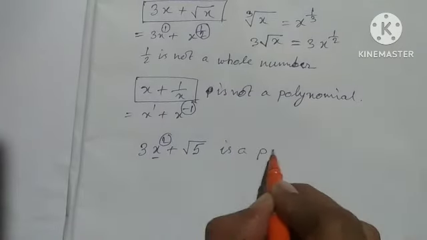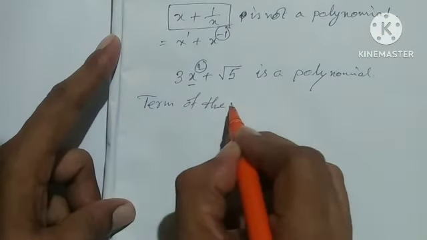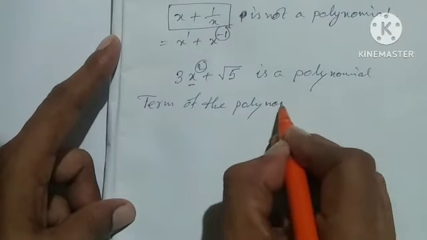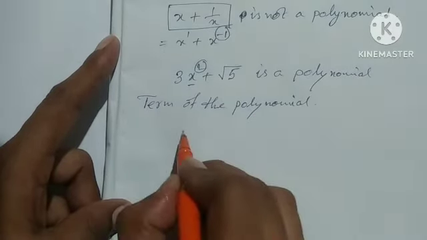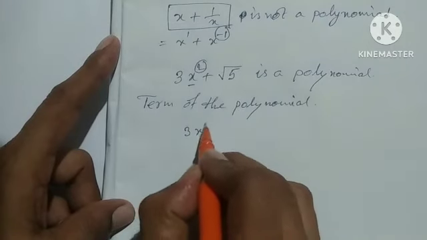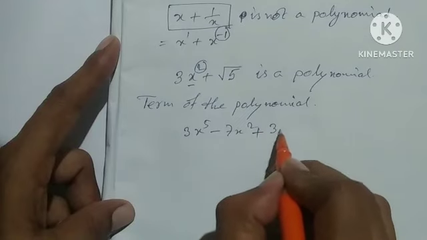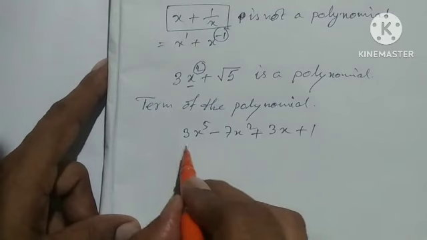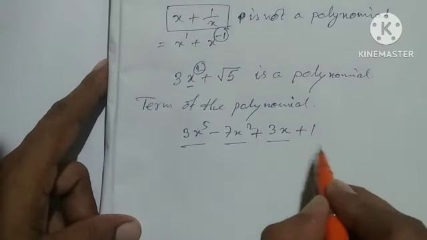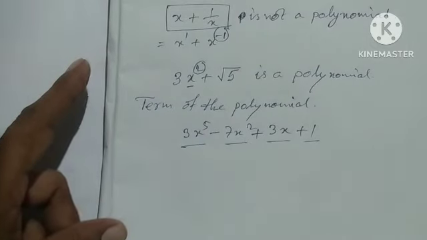Now the terms of a polynomial. Take 3x to the 5 minus 7x square plus 3x plus 1. How many terms are there? There are 1 term, 2 terms, 3 and 4. There are 4 terms in this algebraic expression.